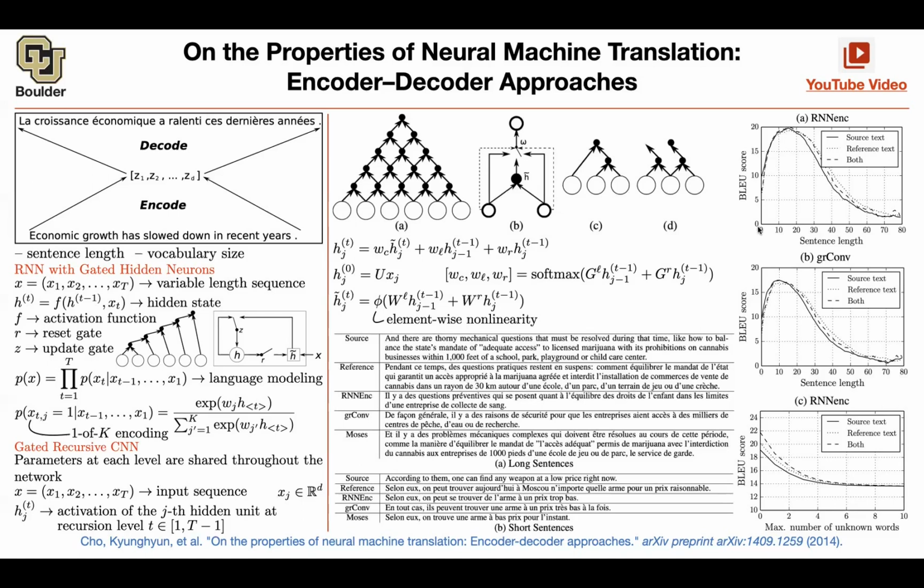For small sentences, your BLEU score is going to be low. For moderate size sentences, the BLEU score is going to be high. For both of these models, for RNN and this GrConv, which is gated recursive convolutional neural network. So for two different models, you are seeing the same observation. For moderate size, your BLEU score is the highest. And then as you increase the sentence length, the BLEU score goes down. It means that the quality of the translations coming out of these two different systems is going down. So the longer the sentence is, the lower is going to be the quality of your translation.